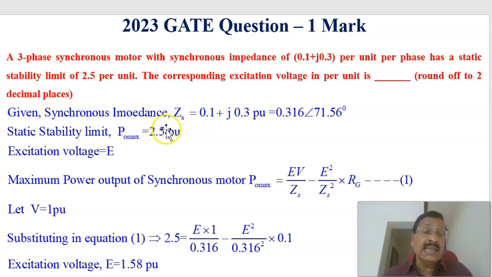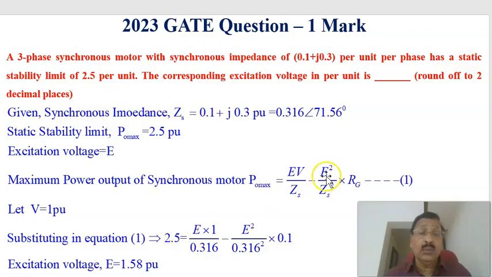Now here the synchronous impedance is given as 0.1 plus j0.3, or equal to 0.316 angle 71.56 in polar coordinates. The stability limit is given as 2.5 per unit, and the excitation voltage is the unknown, represented as E. The maximum power output of a synchronous motor is EV divided by ZS minus E square by ZS into the resistance RA. Here RA means 0.1. In this equation, the stability limit Pmax is given as 2.5.